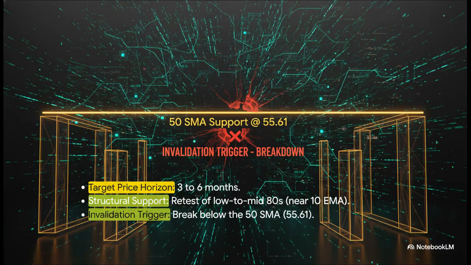Crucially, they established a strict risk management architecture with a target price horizon of 3 to 6 months. While they're looking to buy that structural support retest, they set a hard, non-negotiable invalidation trigger. If the stock decisively breaks below the 50-day moving average near 55.61, the entire bullish thesis over that 3 to 6 month horizon is completely negated and the trade is killed.